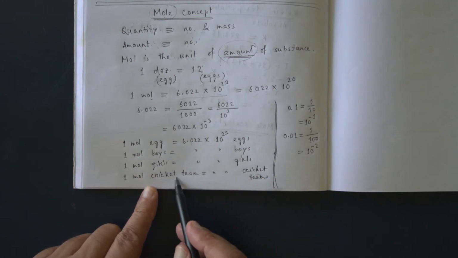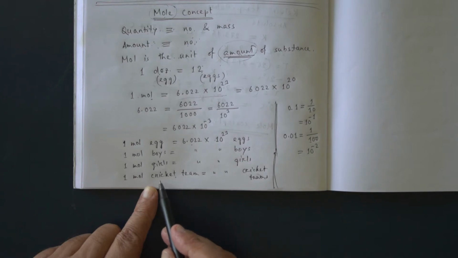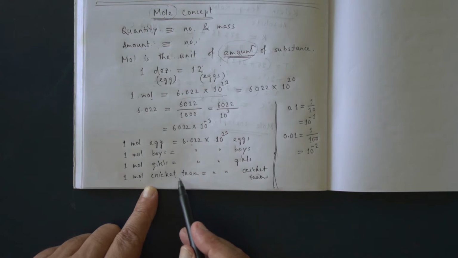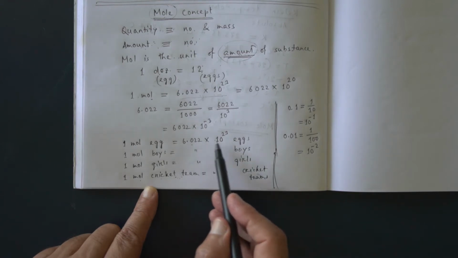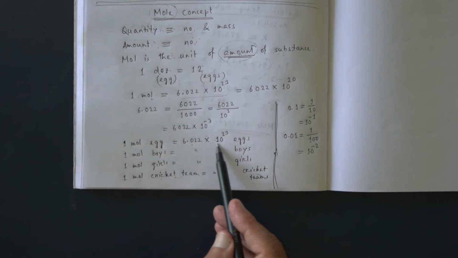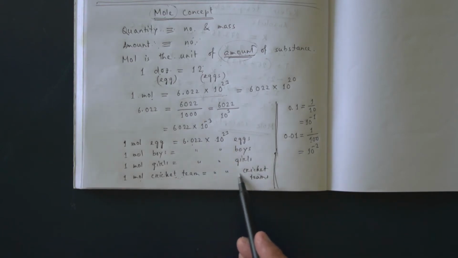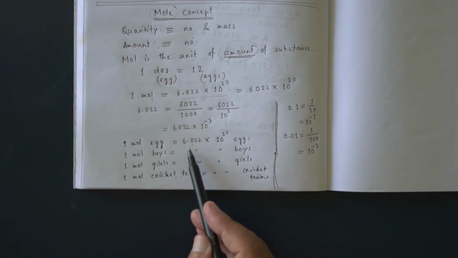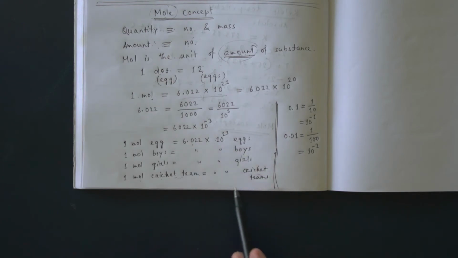One team contains 11 players. So one mole team will contain 11 into this much players.